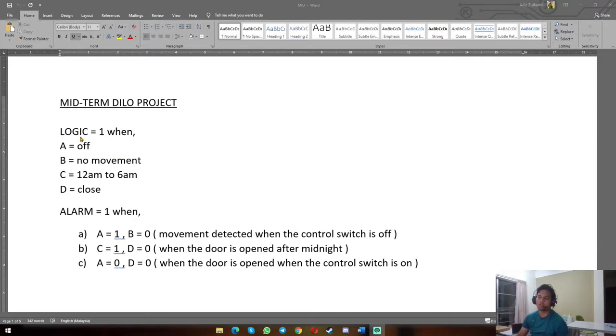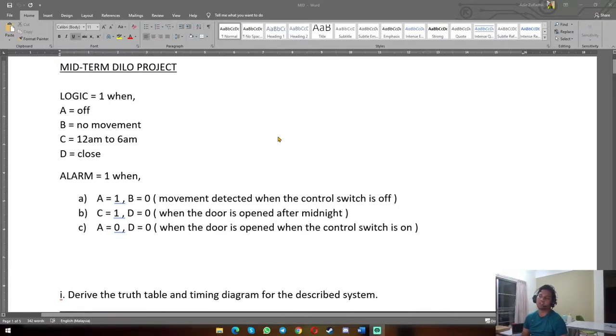So first, for A, when the logic is 1, it will be turned off. It means A equal to 1, so it will be off. Then B is the motion detector. So when the logic is equal to 1, there is no movement. And C is a battery powered clock, where the time for the clock will be 1 from 12 a.m. to 6 a.m. And lastly, D is a magnetic sensor to detect open doors. So when the logic is equal to 1, it will be closed.